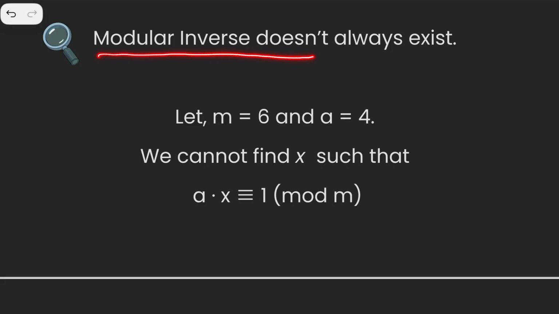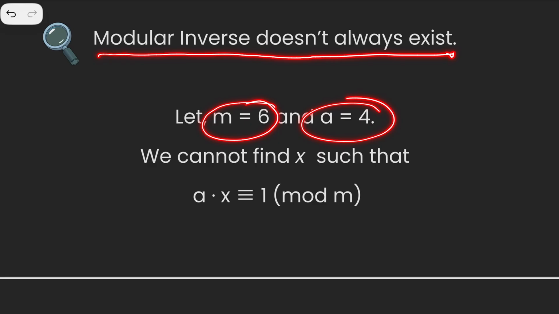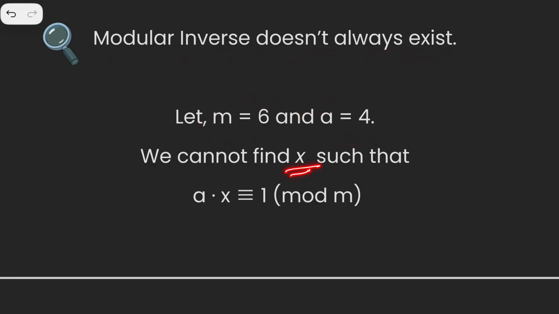Modular multiplicative inverse doesn't always exist. So let's say you have m as 6 and a as 4. You cannot find x such that you multiply it with 4 and then you take mod with 6 and you will get remainder as 1. Try to find it. Also, pause this video here and try to prove this.